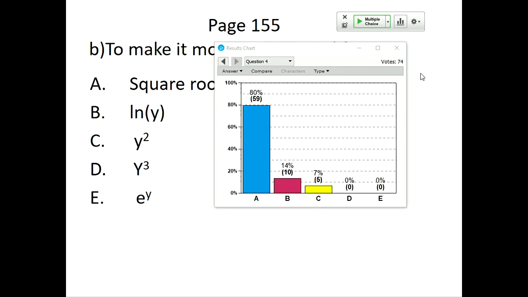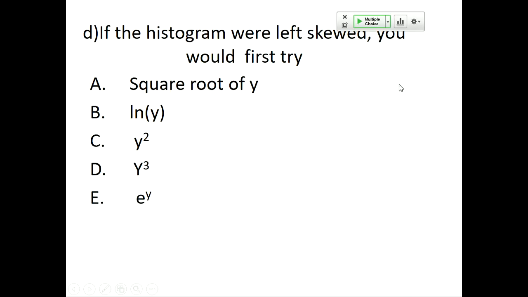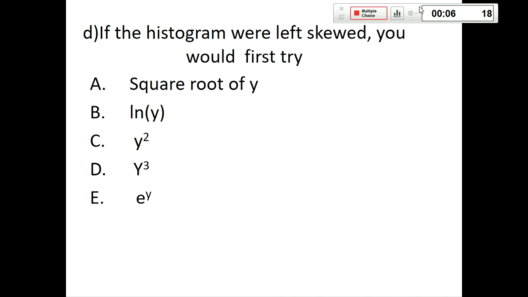So you can fill that in your notebook. And then the next one, that's part D. If the histogram were left skewed, what transformation would you first have tried? All right, just a few more seconds, and then we'll fill this page in our notebook and go on to the next. All right, stop it. And you'd first try y squared, right? Great, terrific.